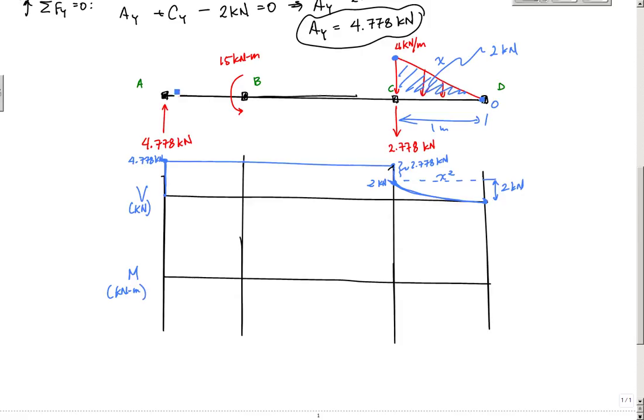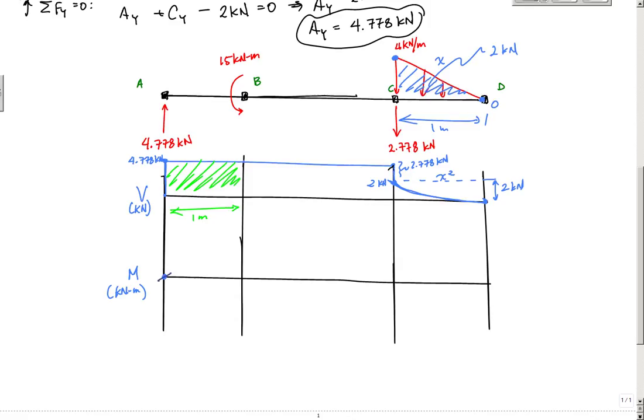Right here I have no moment, 0, okay? But in my shear diagram, if I look at this area right here, this was 1 meter, I have a positive shear. That means that the value of my shear is the slope of my moment.